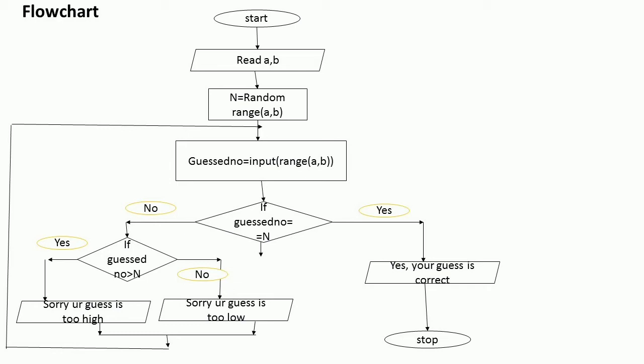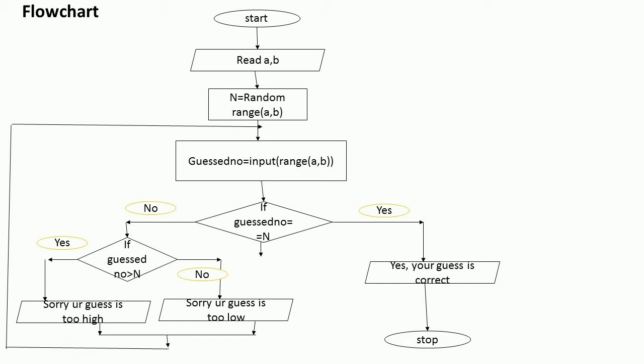Then we get the input from the user and store it in guessed number. This can also be represented by the rectangle shape. Then we check whether the guessed number is equal to n. If yes, it will print "your guess is right", and then it will stop the process.